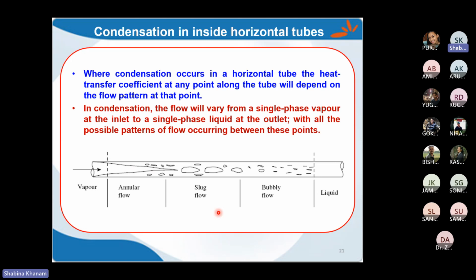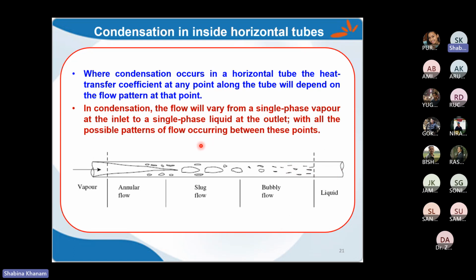Slug flow means large size bubbles, and the diameter of that will be equivalent to the inside diameter of the tube. Okay, ID of the tube. If that is there, then the movement of that large bubble will create vibration in the tubes. So this is the large bubble, and further condensation will give this bubbly flow where bubbles are of a smaller size, and then we have the complete liquid.